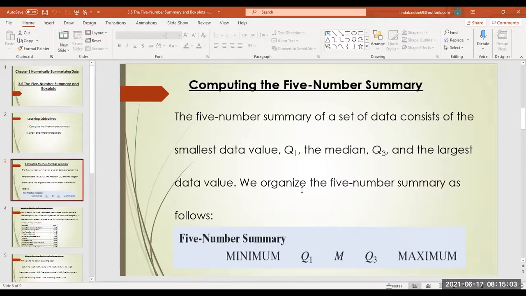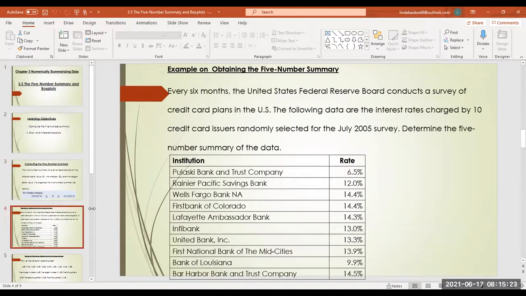So we organize it as minimum, followed by Q1, then followed by M or Q2. M is the same as median, then followed by Q3. And lastly, we have the maximum data value. So we are going to look at an example where we are asked to write our 5-number summary. So this is an example on obtaining the 5-number summary.